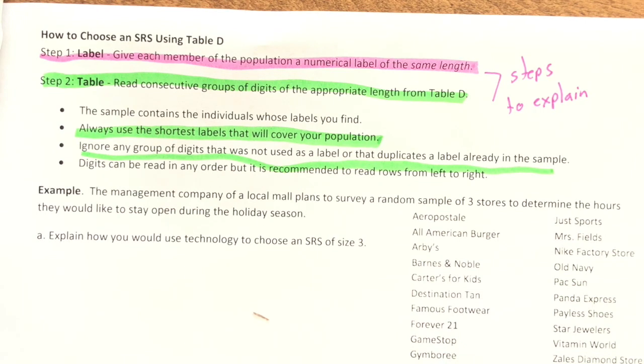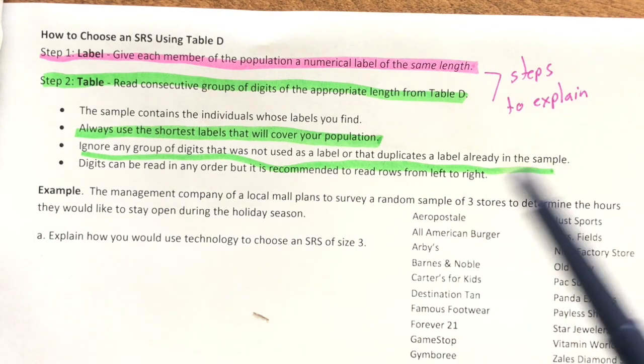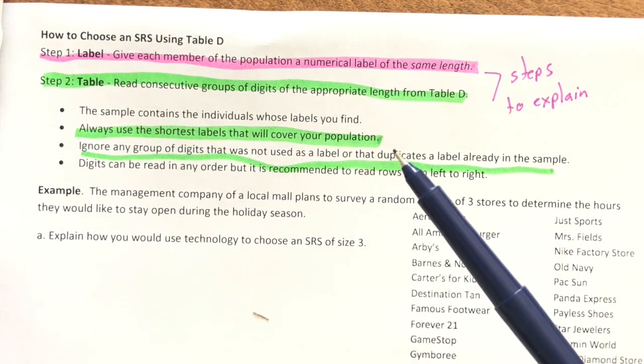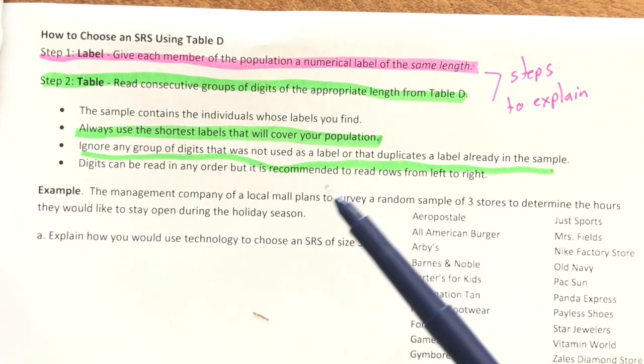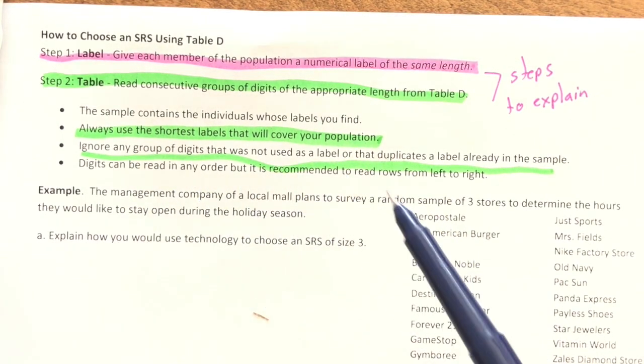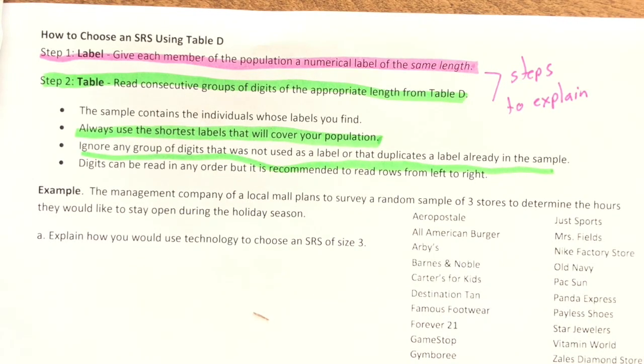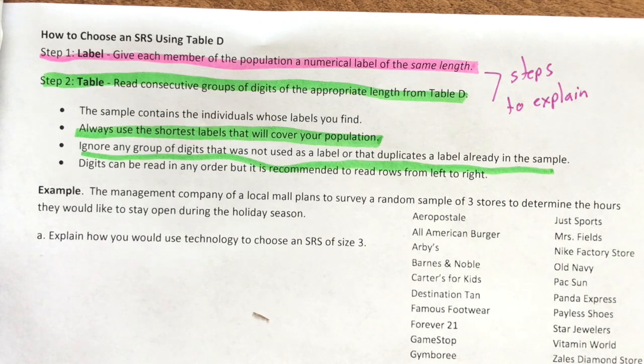So you must explain the labeling, how you gave each member of the population a numerical label of the same length, and then you have to explain how you chose the digits from the table, how you read that, okay? If you take a look below, it gives you some steps here. We're going to see that the sample contains the individuals whose labels you find. You're always going to use the shortest labels that will cover your population. So if your population only has 5 items, you're able to use single digits. You could use 0, 1, 2, 3, 4, or 1, 2, 3, 4, 5.